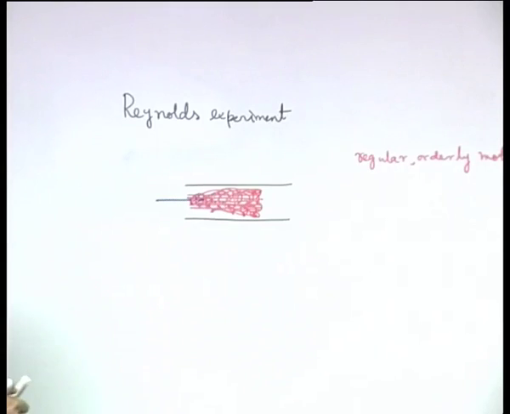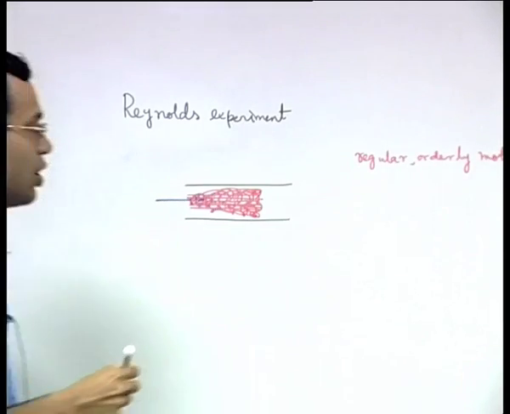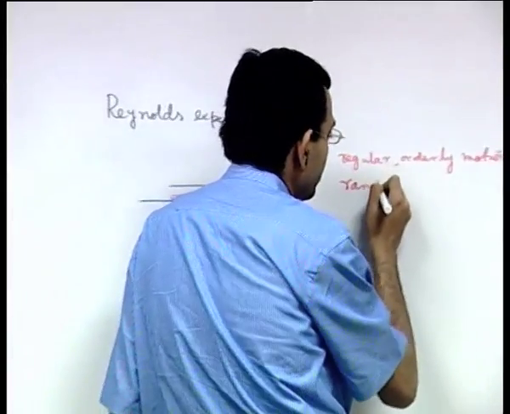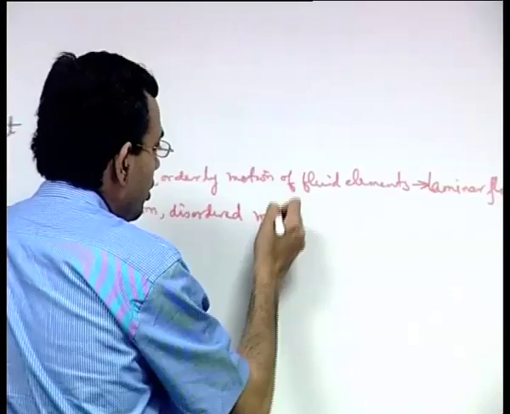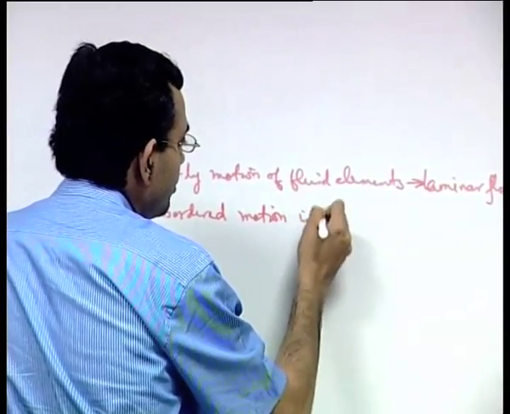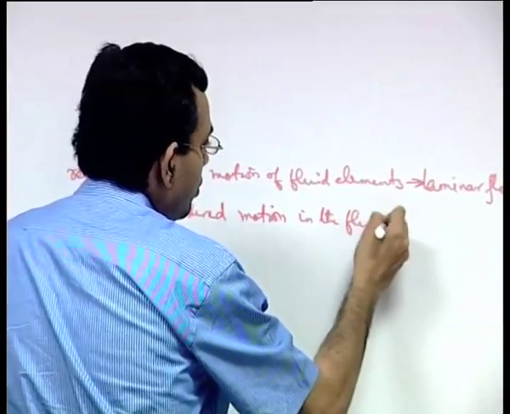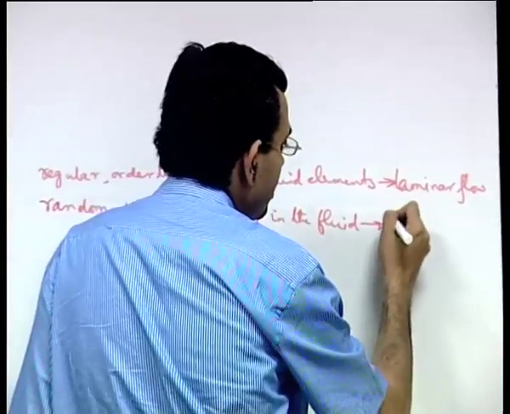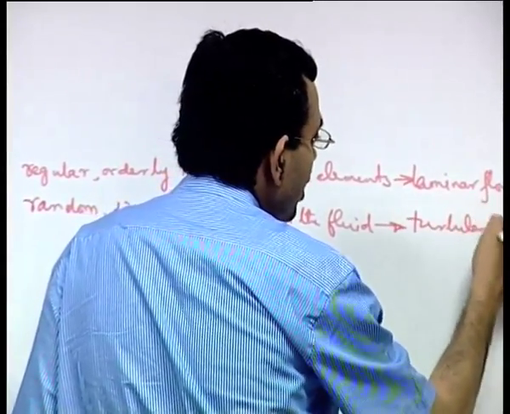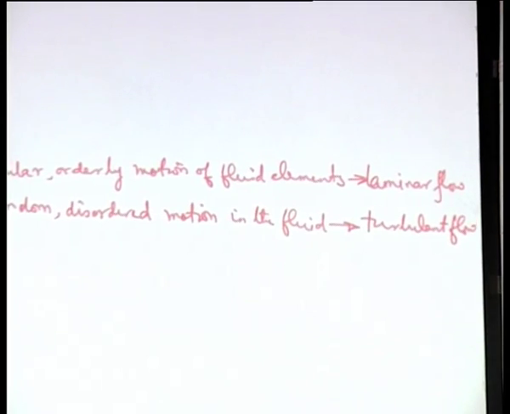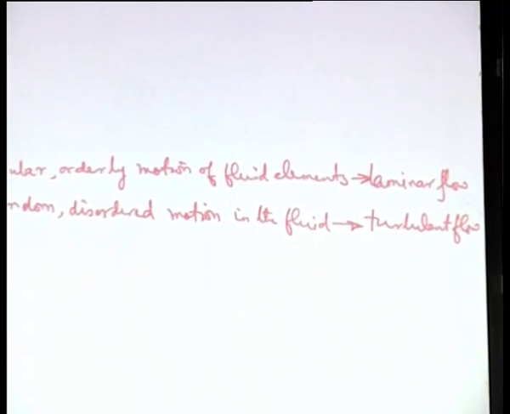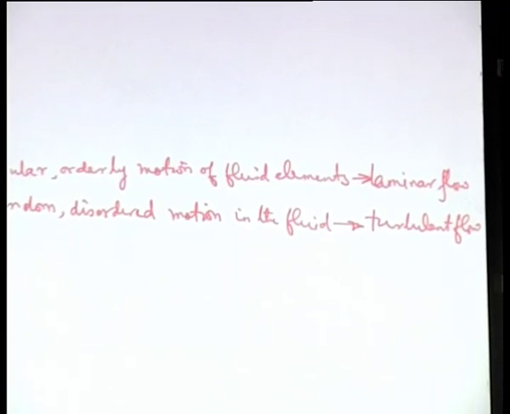So we then say that there is a random disordered motion in the fluid, which we qualitatively call turbulent flow. Remember, this is not a definition of turbulent flow, neither are we attempting to give any definition of turbulent flow, because it is not possible to define a turbulent flow within a particular guideline. Only we can say that a turbulent flow has certain important characteristics.